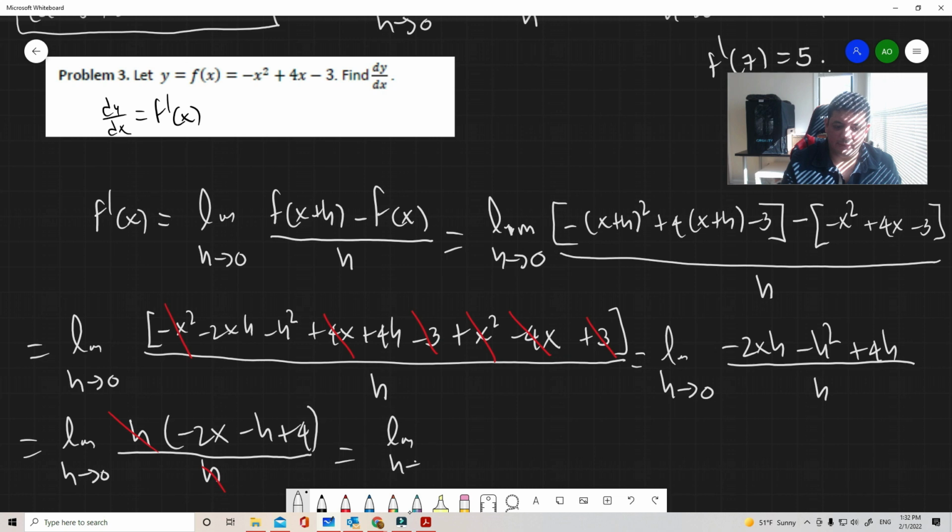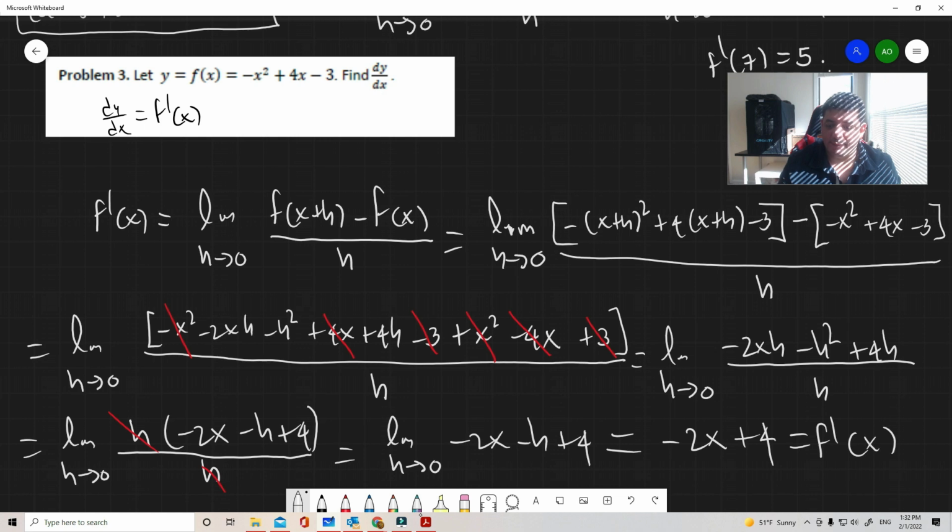And that's the limit when h goes to 0 of minus 2x minus h plus 4. And so if we plug in here, we get minus 2x plus 4. And so notice that this function that we obtain here is now the function f prime of x. So every time that you need to obtain the general derivative function by using the definition, this is what we do.